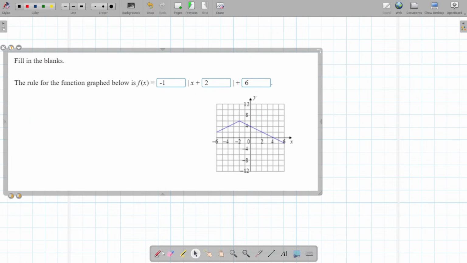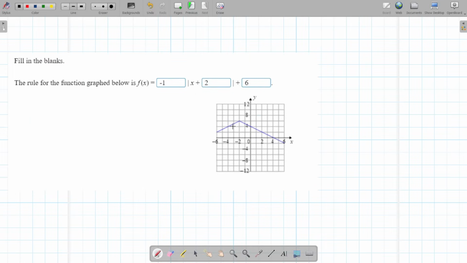Okay, what is the rule for the function? They want the equation for the function. And obviously, this is an absolute value function because it's a straight line and it's V-shaped, so it will be a|x minus h| plus k. We have to find a, h, and k.